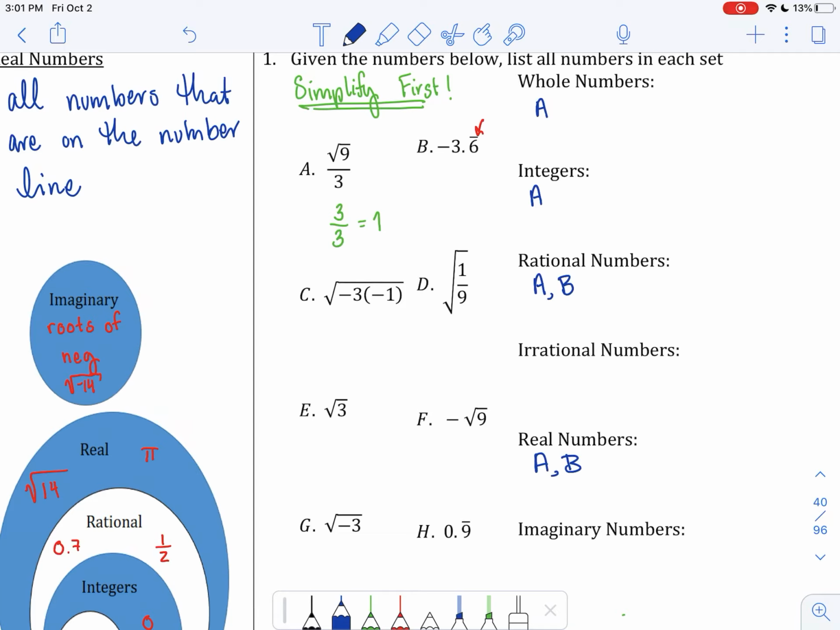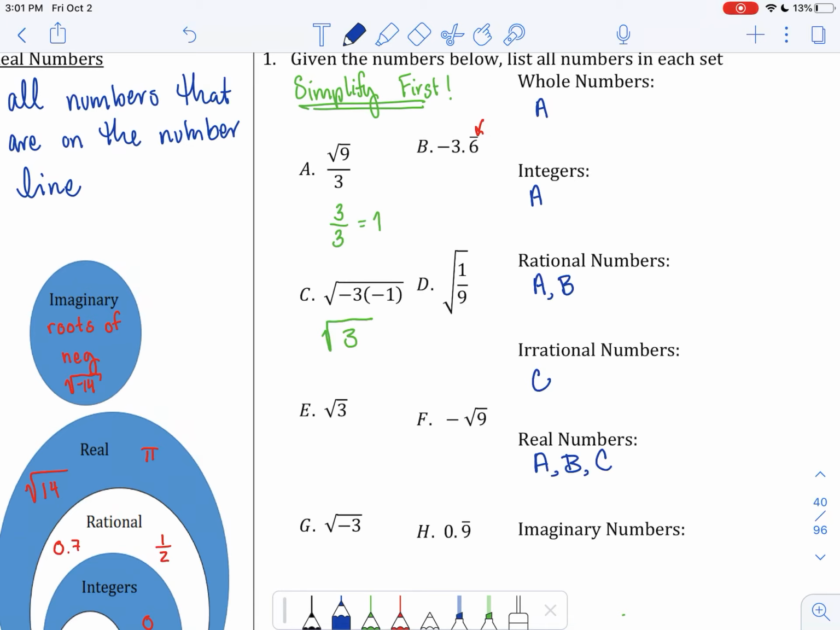C, again, we've got a root, we've got negatives, maybe it's imaginary, but we're going to simplify first. And -3 times -1 is a +3. So this is root 3. Since 3 isn't a perfect square, it is irrational, but that means it's also real.